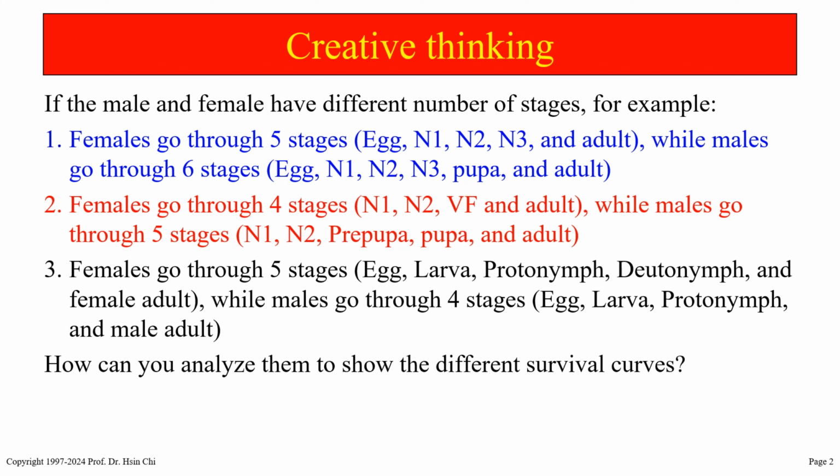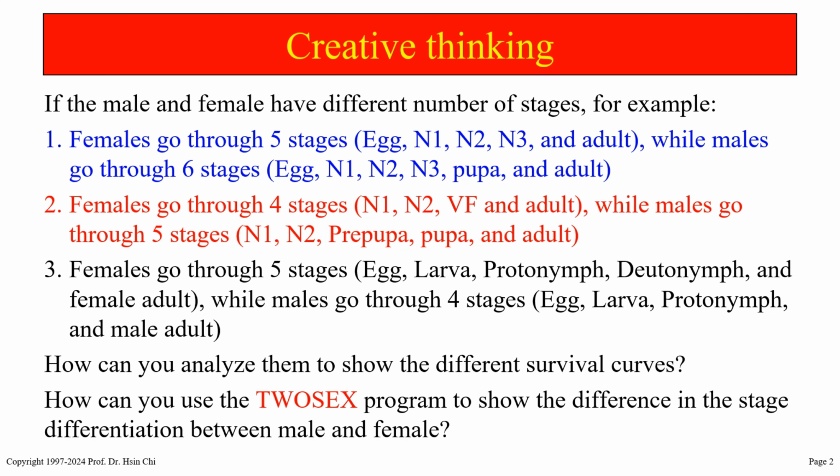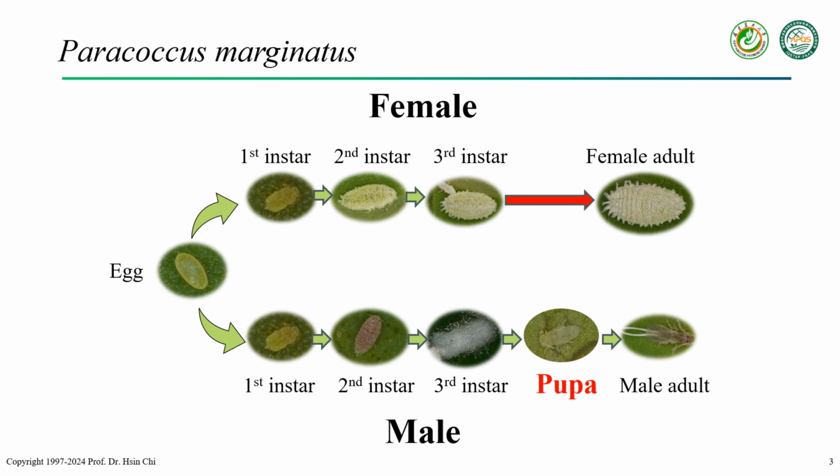How can you analyze them to show the different survival curves? How can you use the TWOSEX program to show the difference in the stage differentiation between male and female? Taking Paracoccus marginatus as an example, it is an important invasive pest. There is obvious sexual dimorphism between males and females, and the number of stages of males and females are different.